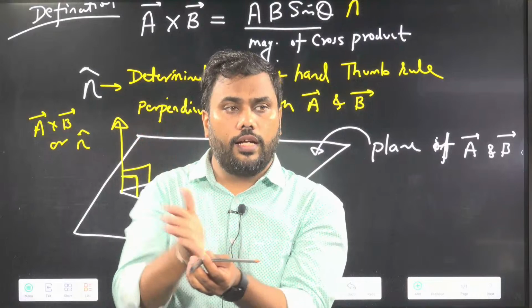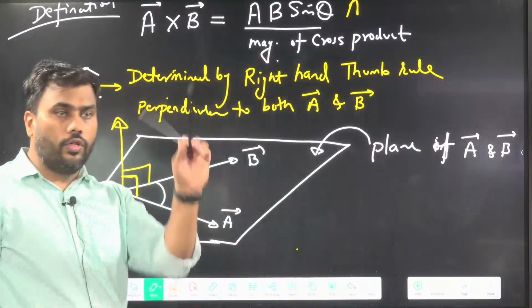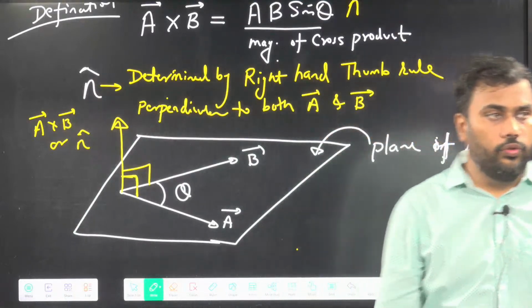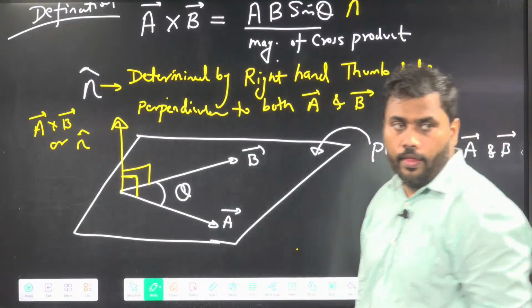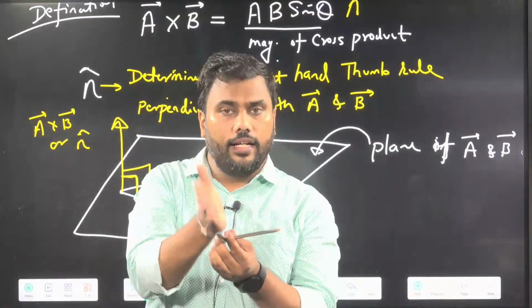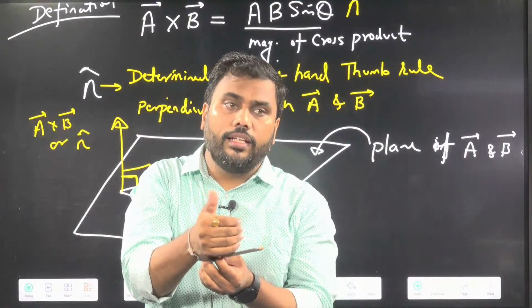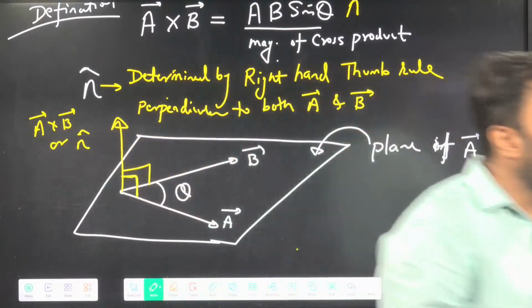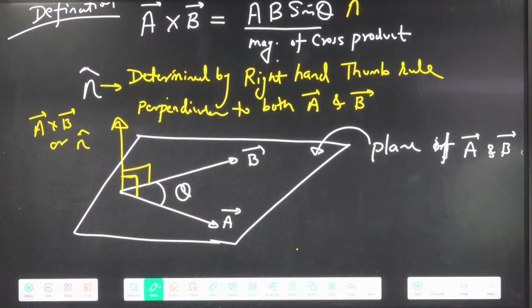Is this point clear? How to find the direction of A cross B? What is the right hand thumb rule? Keep the fingers of the right hand in the direction of the first, curl them in the direction of the second, and the direction of the thumb gives you the direction of the cross product.